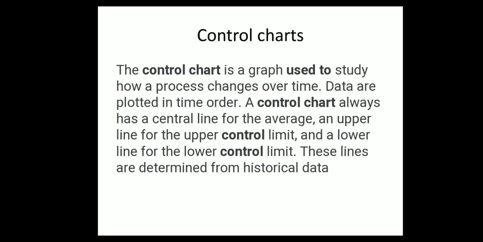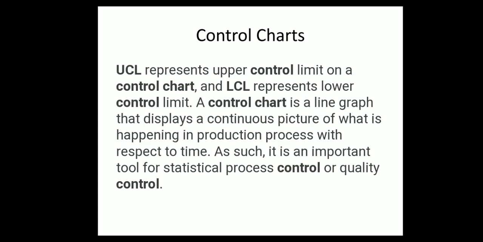The control chart is a graph used to study how a process changes over time. Data are plotted in time order. A control chart always has a central line for the average, an upper line for the upper control limit, and a lower line for the lower control limit. These lines are determined from historical data. UCL represents the upper control limit on a control chart and LCL represents the lower control limit.